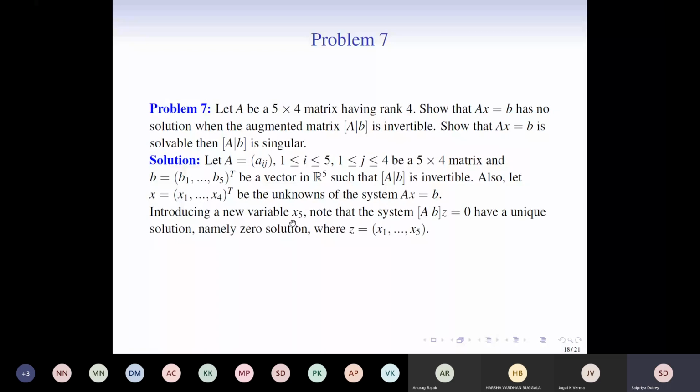What we do is that we go by a method of contradiction. We introduce a new variable x5 and we note that AB, so what is this notation? We have just added one more column to A, just as we do in the augmented matrix. We take the coefficient matrix, that's how we have done this. So we have this new matrix AB times Z equal to 0. This has a unique solution, namely the 0 solution, because it's a homogeneous system. So this system has a unique solution, namely the 0 solution, where Z is equal to x1, x2, and so on till x5.